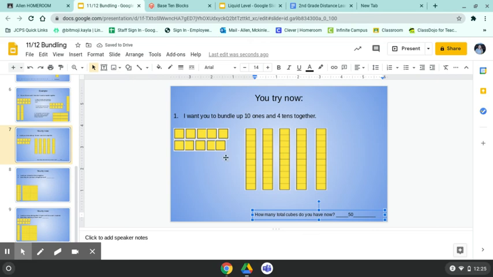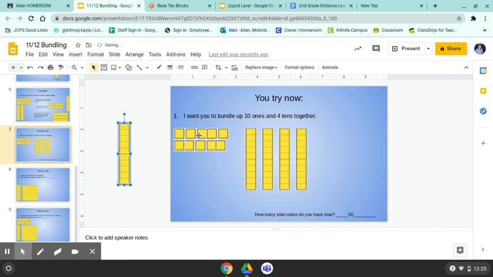But even if I didn't use this 10 rod and I wanted to use these ones instead of bundling them up, I would still get the same answer. I would still get that there's 50 cubes. But it's easier when you use your 10 rods.